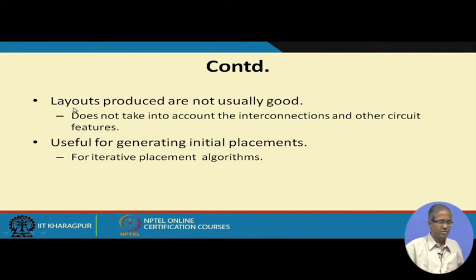Okay. So, layouts produced using this kind of cluster growth algorithm are typically not good because it does not directly take into account the interconnection details, exactly how they are interconnected and what the connection length is and so on. Just the number of connections is taken into account. But this method has some utility. It can be useful for generating an initial placement, which can be used in iterative improvement algorithms like simulated annealing. For simulated annealing, we start with an initial placement. Now, we can use this cluster growth algorithm, which is pretty fast, to create that initial placement. So, instead of creating the initial placement absolutely randomly, we use some intelligence to create a reasonably good placement, then we give it to the simulated annealing tool, which can improve upon that. Okay. So, this is the idea.